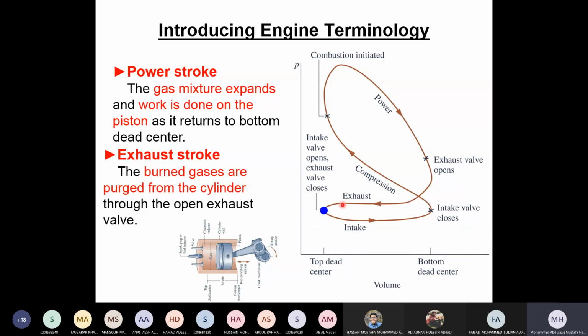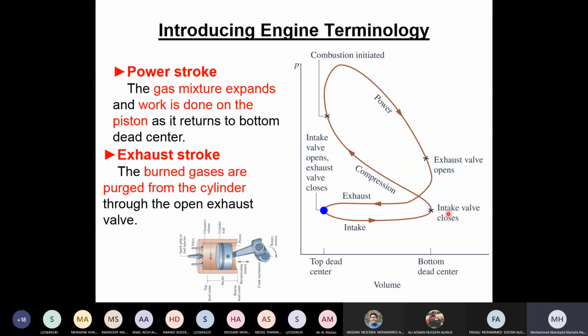Let us repeat this again. One stroke to take the charge, another stroke to compress it, and another stroke: you have the spark plug, or you inject the fuel. So you have combustion and high pressure, and this pushes the piston back, giving us power. And then you open the exhaust valve, and the piston moves in this direction, pushing the exhaust out, and then it takes another cycle and so on. So this is the actual cycle for the internal combustion engine. This is the real cycle.